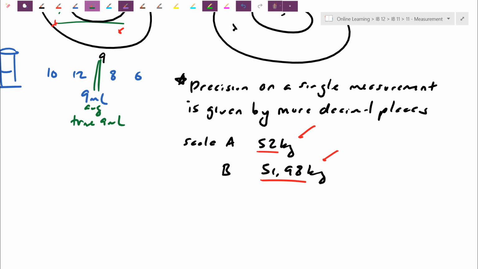But just looking at these numbers as being reported to me, I'd say, well, this actually has the precision of the hundredths place, so the second decimal place. And therefore, I would conclude scale B is still more precise, even though it is technically just a single measurement. Now, why do I say more decimal places? This was a question left from yesterday here.